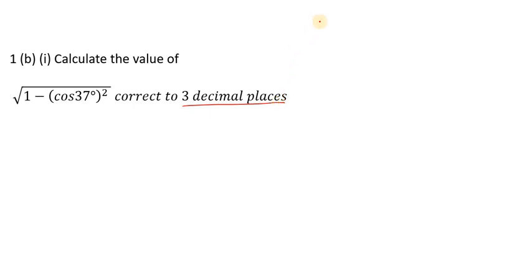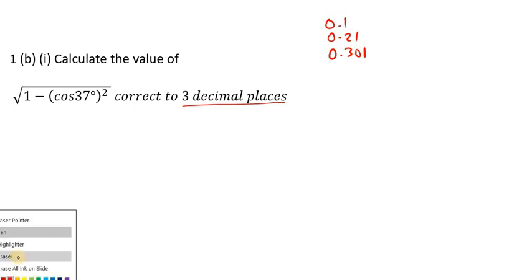Now just think about decimal places. If I have 0.1, that's 1 decimal place, meaning we have 1 digit after the point. If I do this, we have 2 decimal places, 2 digits after the point. If we have this number, we have 3 decimal places, and so forth. So that's what we talk about with decimal places: how many places after the decimal point.